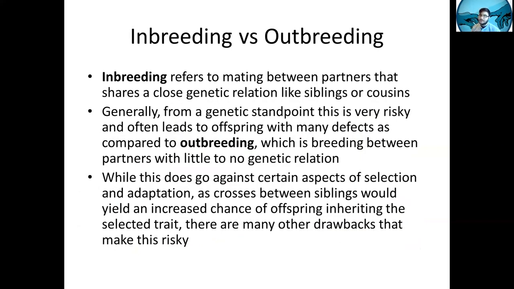Okay. Next, let's talk about inbreeding versus outbreeding. Inbreeding refers to mating between partners that share a close genetic relation, for example, siblings, cousins, things like that, a close genetic or blood relationship. Generally, from a genetic standpoint, it's very risky and often leads to offspring with many defects as compared to outbreeding, which is what we consider normal mating, between partners with low to no genetic relation.